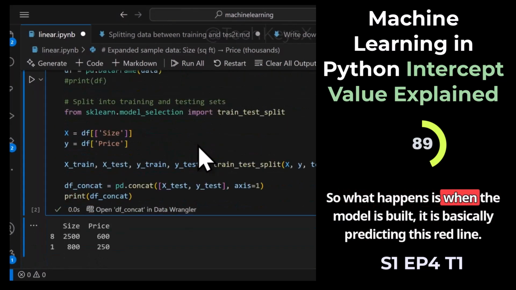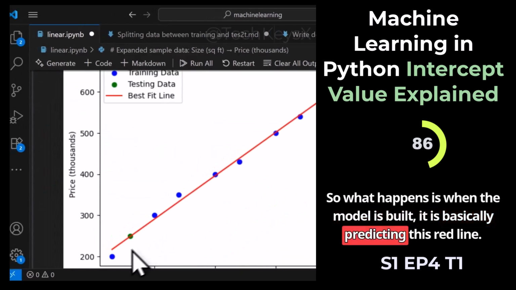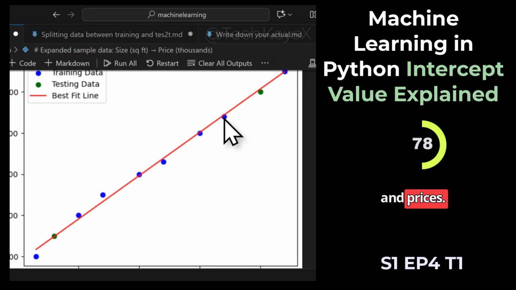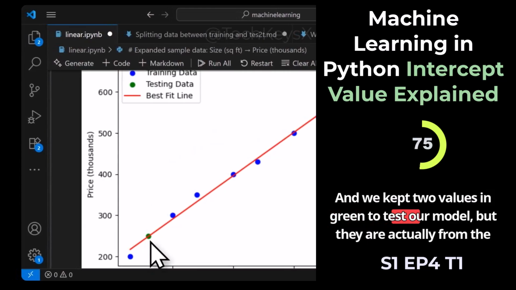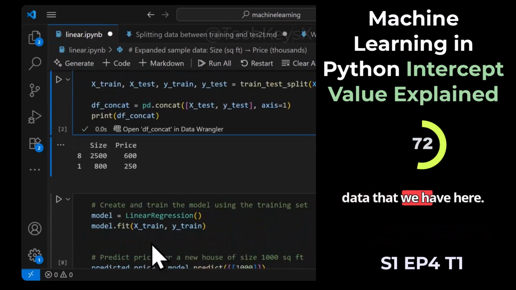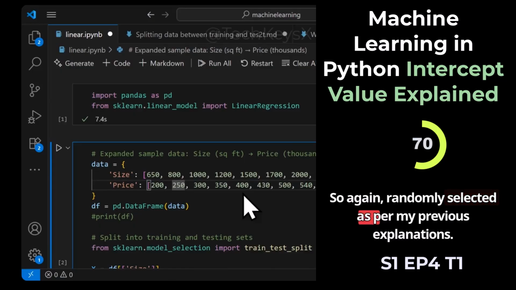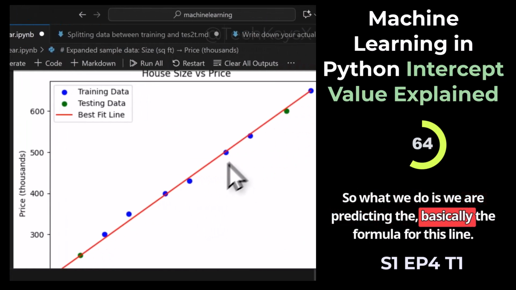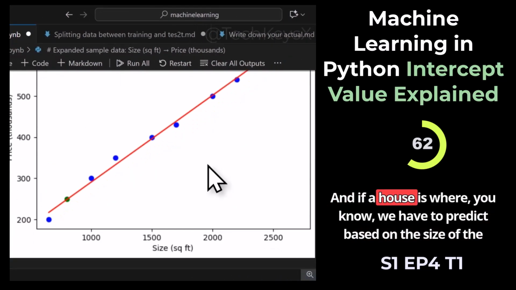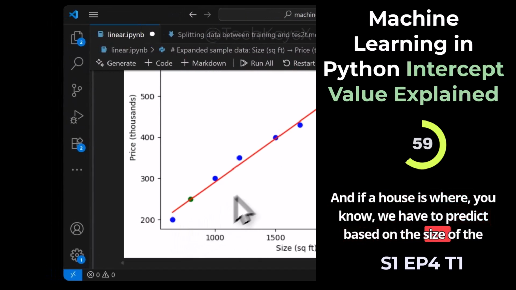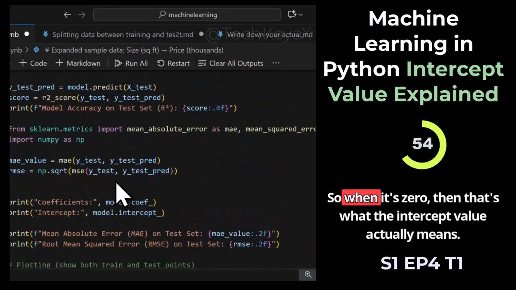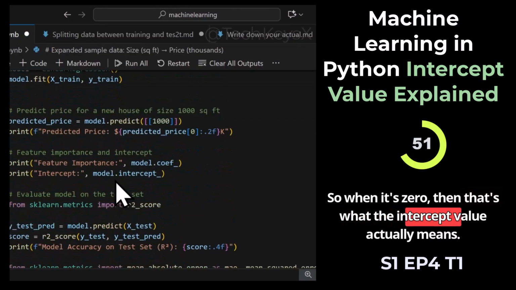What happens is when the model is built, it is basically predicting this red line. The blue points are your training data set, as I showed you above, so those are sizes and prices. We kept two values in green to test our model, but they are actually from the data that we have here, randomly selected as per my previous explanations. So we are predicting basically the formula for this line. We have to predict the prices based on the size of the house, so you could end up with a house that is 0. When it's 0, that's what the intercept value actually means.